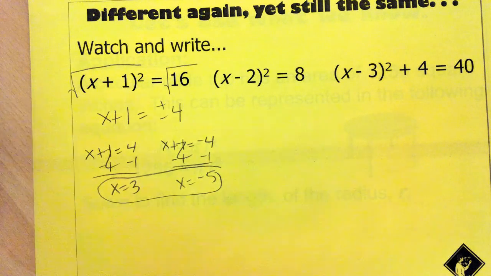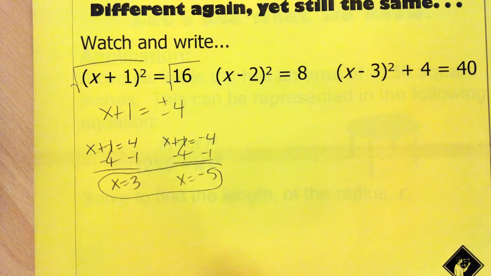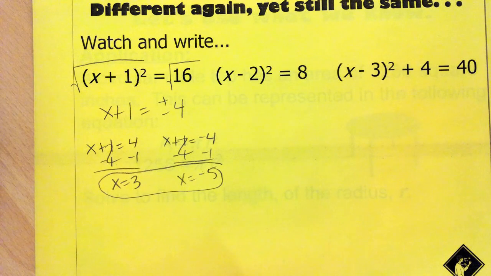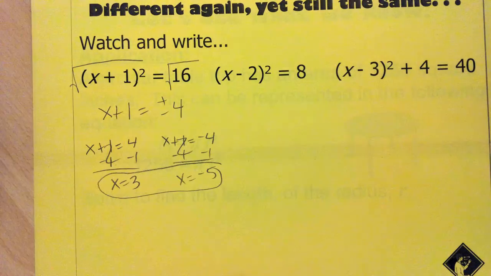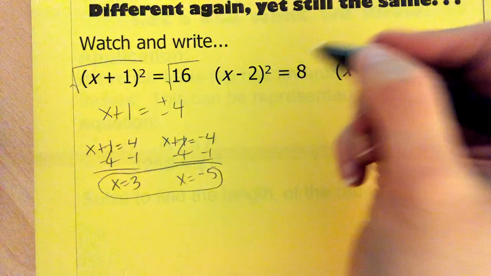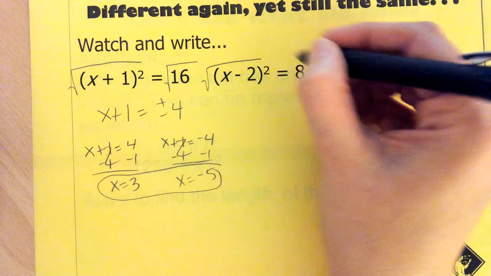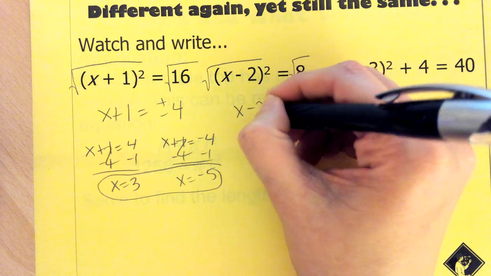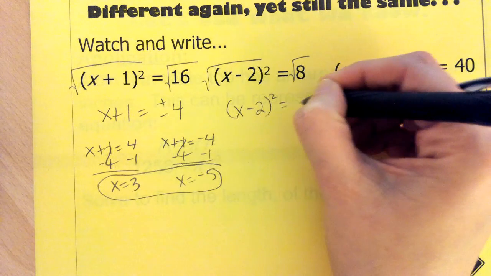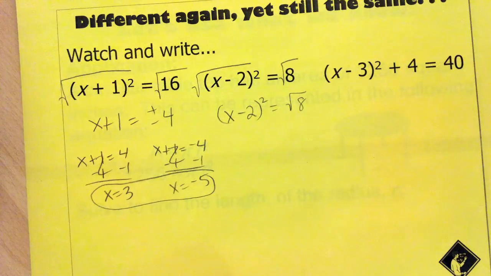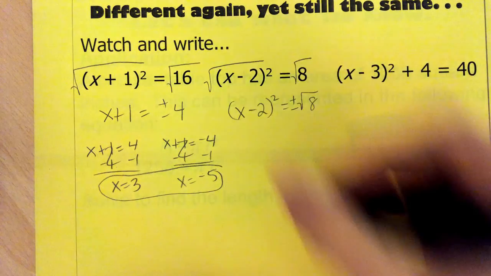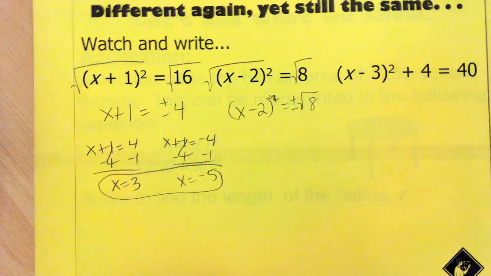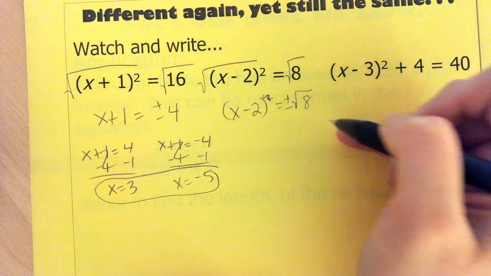Okay? You guys want to try the second one, x minus 2 squared equals 8, and see what you get? Okay, when I do this one, all right, so for this one, I take the square root of both sides. I get x minus 2 equals plus or minus the square root of 8. So many mistakes.